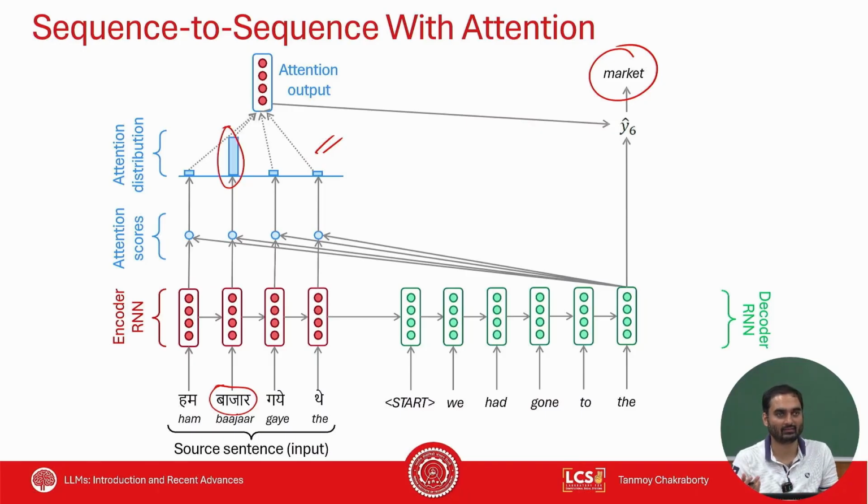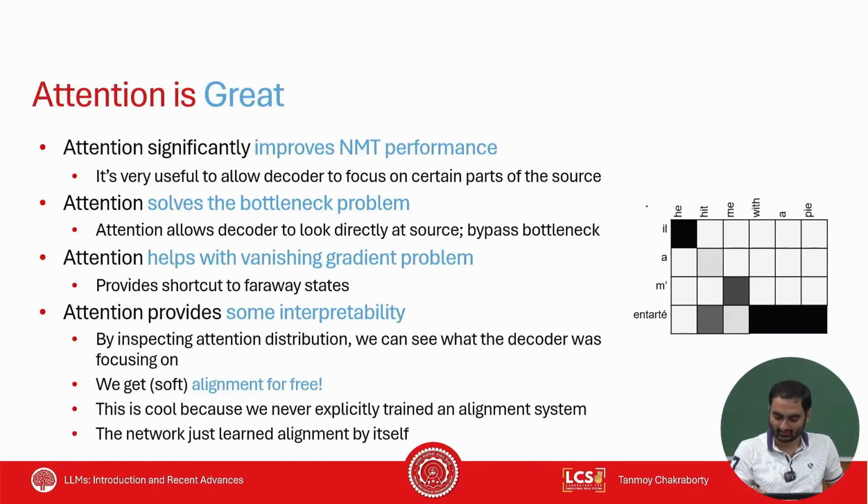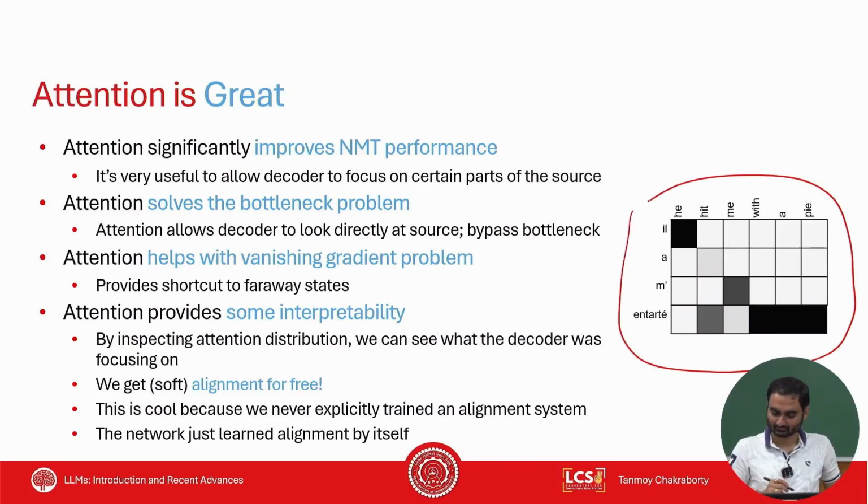So if somebody asks you, can you explain why you generated this? You can say, look at the probability. So this is my attention map. So we have my French inputs and the English outputs, and each of these rows indicates, okay, an attention distribution.